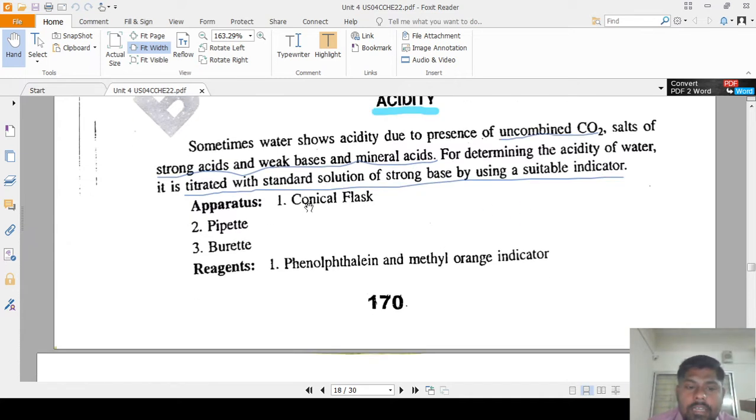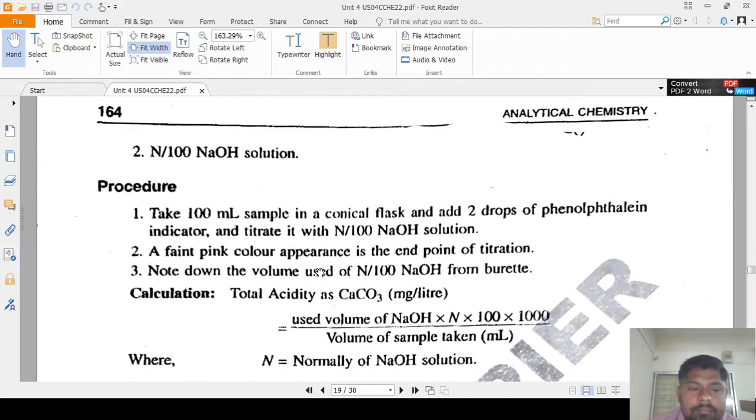The method is, you need a conical flask for acid base titration, a pipette, and a burette. Phenolphthalein and methyl orange are the indicators here, and 0.01 normal NaOH solution. You know how to prepare the solution. Take a 100 ml sample in a conical flask, add 2 drops of the indicator and titrate it with the 0.01 normal NaOH solution filled in the burette, with drop by drop addition. The color change at the endpoint is from colorless to pink.